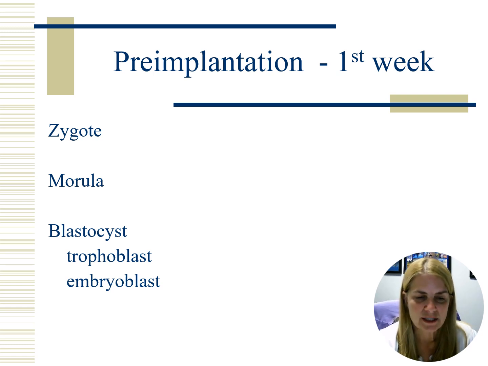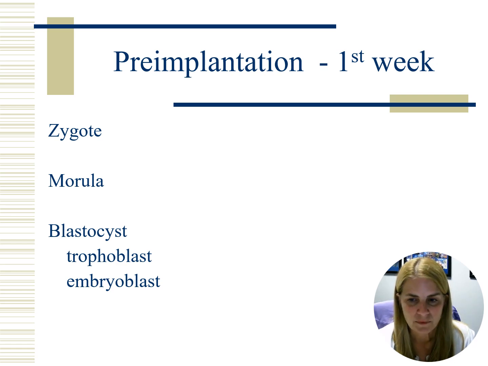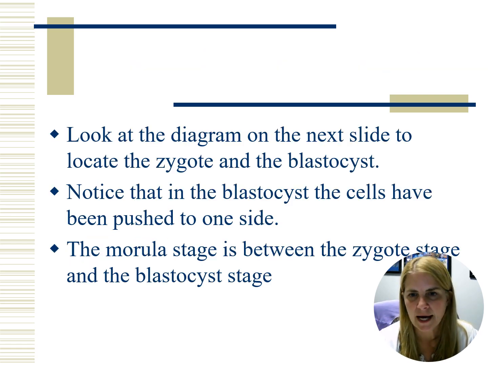The blastocyst is composed of a trophoblast, which is an outer cell layer, and an embryoblast, which is a group of cells across the middle, starting specifically with the bilaminar disc. So there are 2 layers that are going across that, which we'll see in the next slide, a picture. We're going to look at the diagram on the next slide, and we're going to look at where the zygote is compared to the blastocyst.